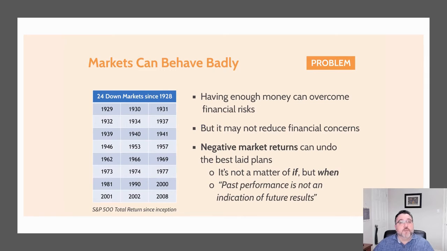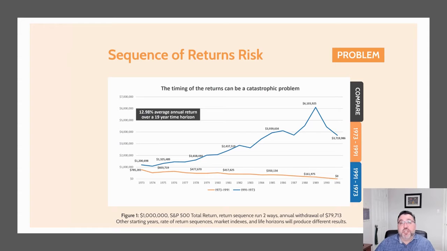So let's talk about the first risk that we deal with in our retirement savings, and that is markets can behave badly. If you look at this chart here, from 1928 to 2008, there were a total of 24 down markets. So having enough money can overcome some financial risks, but it may not reduce financial concerns. Negative market returns can undo the best laid plans. It's not a matter of if, but when there is a correction, and these are things that we just can't plan for or anticipate.